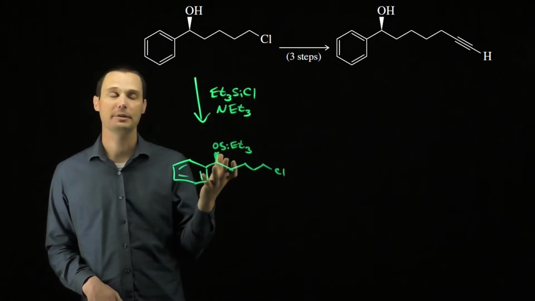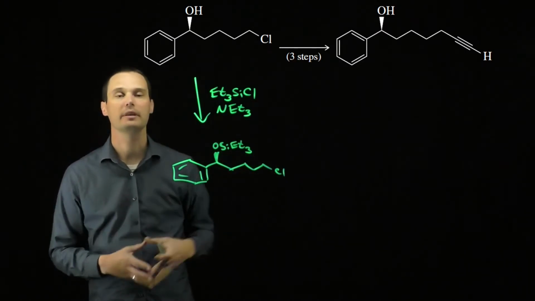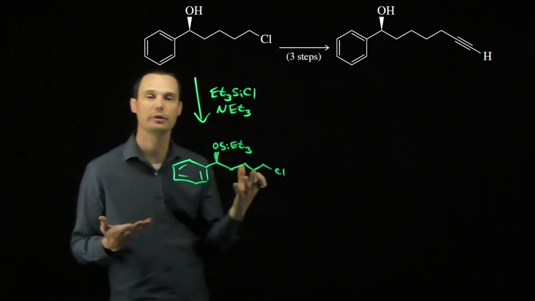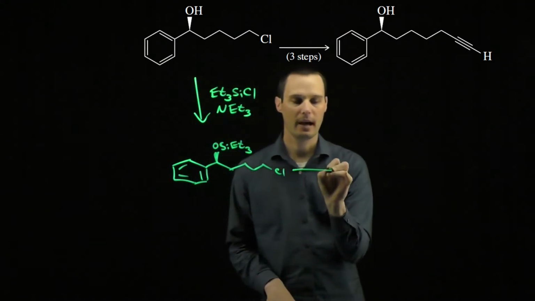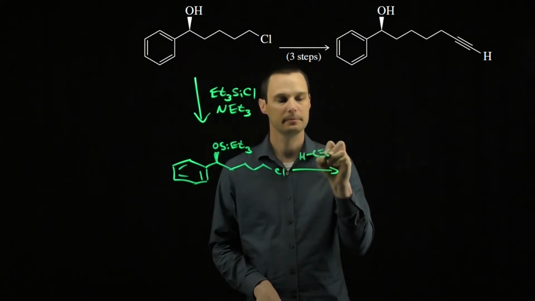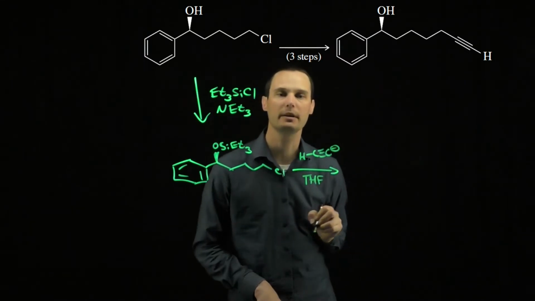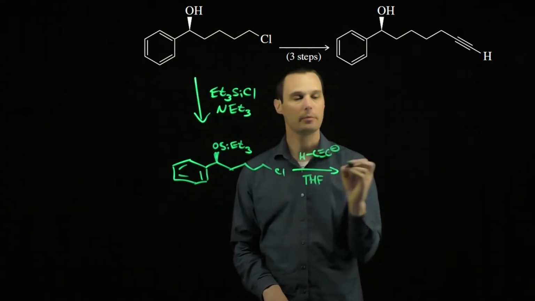Now that the alcohol is protected as a silyl ether, there's no acidic proton anymore. So when we react this with the acetylide anion, there's no acidic hydrogen to ruin this reaction. So now we can react this molecule with the acetylide anion in an SN2 solvent like THF. That will form our key carbon-carbon bond.